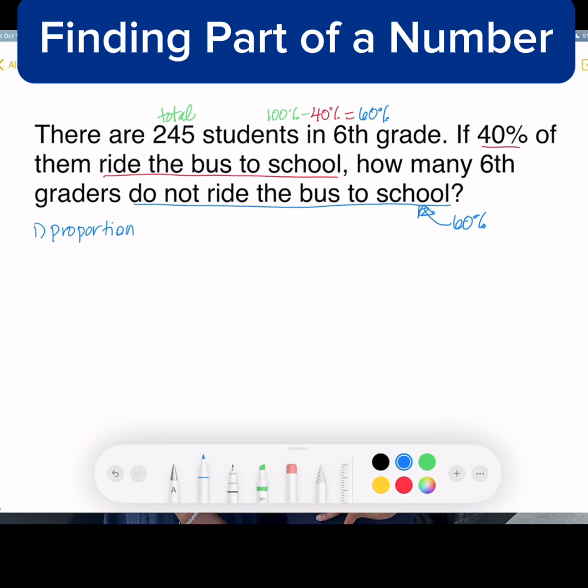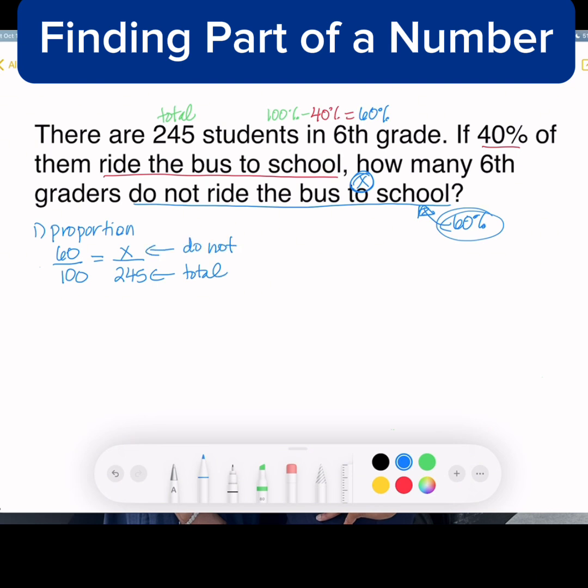So I know that I'm going to use 60% because that's what I'm trying to figure out, 60% of the 245. So 60 over 100 is equivalent to that 60%. And I'm going to show that X represents the number of students who do not ride the bus to school. And that would be X over 245. So this is the total number of students here. And this is the number of students that do not ride the bus to school.